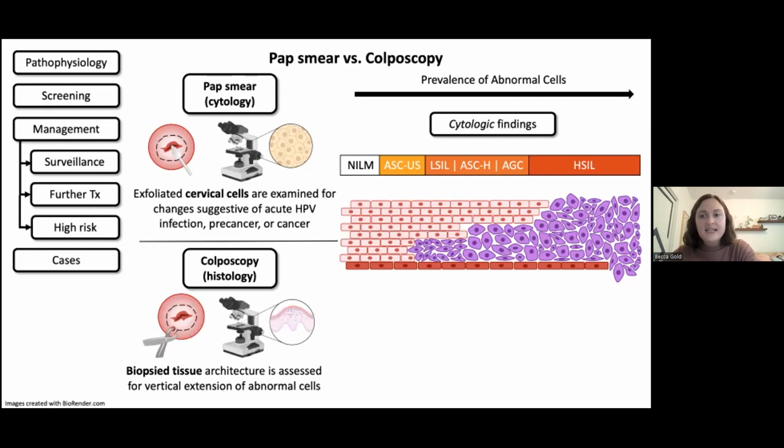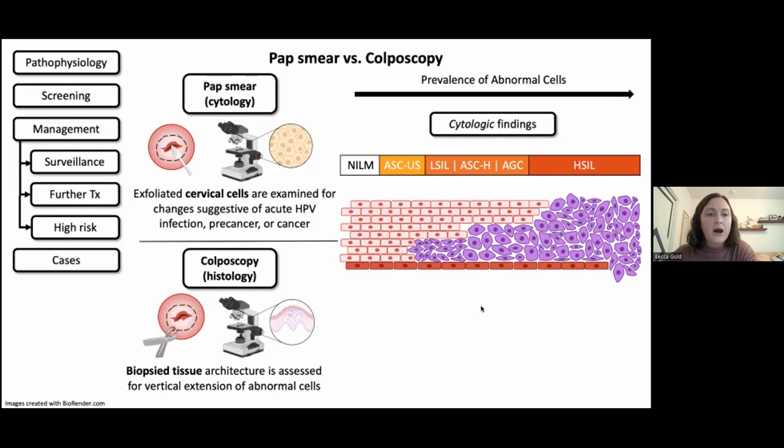So when that biopsy is performed, the sample is reviewed by a pathologist and a histology report is generated. And histology, as you might remember, refers to the examination of tissue architecture under a microscope to look for the amount of vertical extension of abnormal cells, as depicted here, as well as staining for P16, which is a tissue marker of HPV oncogene overexpression, to help determine the histologic grade.